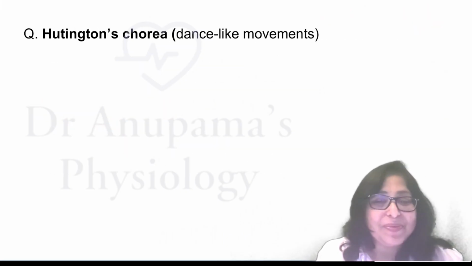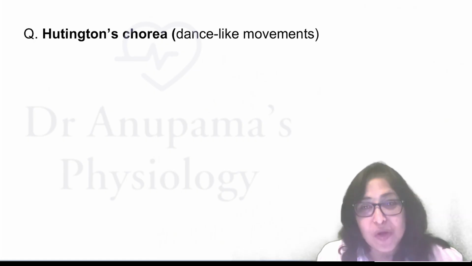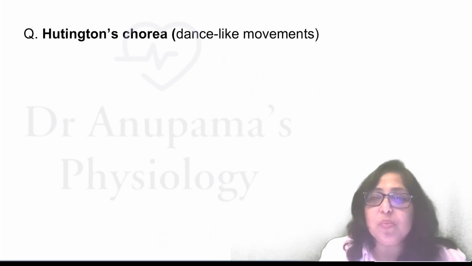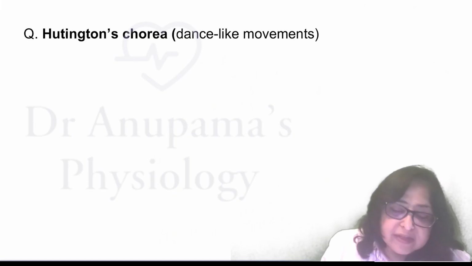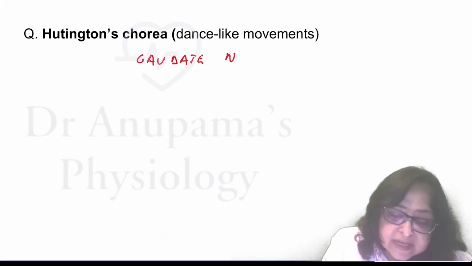Huntington's chorea. What were the options? I've not got a recall, but I expect the question is what is the lesion. In chorea, the lesion is in the caudate nucleus. Remember, C for caudate, C for chorea. If there is a lesion of the globus pallidus, it gives rise to athetosis.